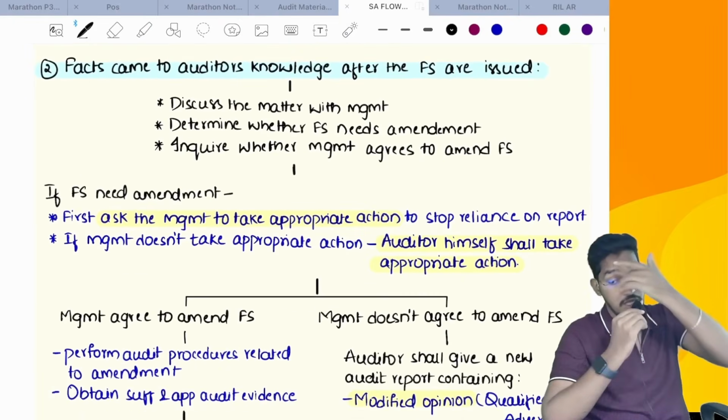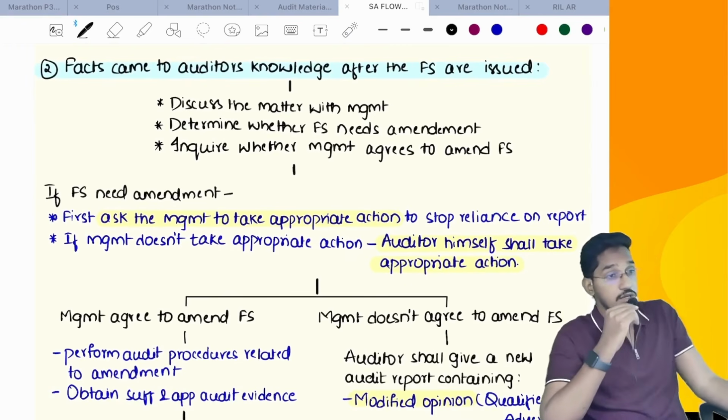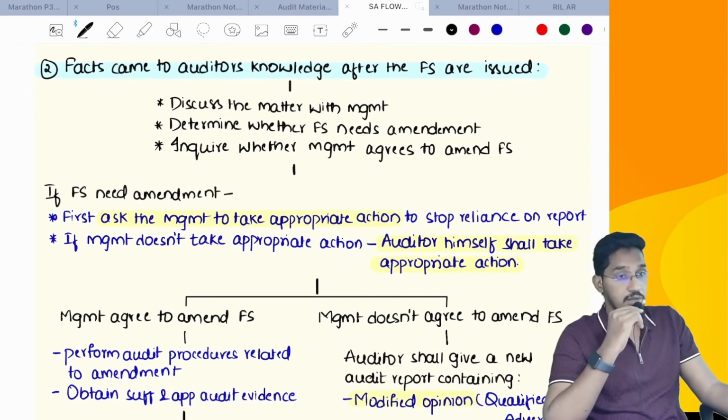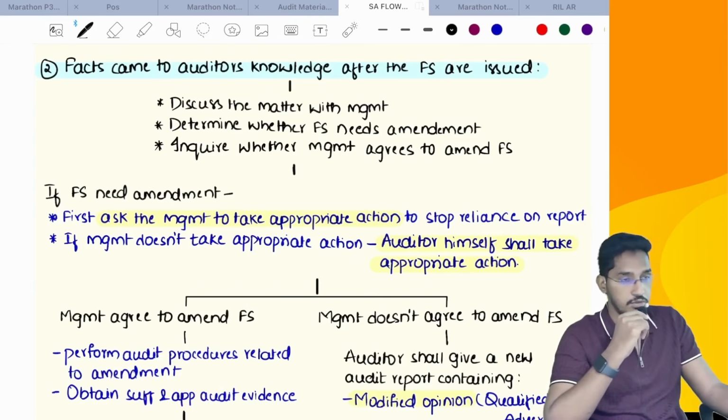Now let us come to the other case. What is the other case? You came to know about a subsequent event, but by the time you came to know about it, financial statements are already issued. They have fallen into the hands of third parties. Here what will you do? Here also we will do the same three things. First we will discuss with management. Then we will determine whether financial statements need amendment and inquire whether management is ready to amend the financial statements or not. But before that, if you have decided financial statements need amendment, whatever audit report is with the shareholders, that is not a valid one.